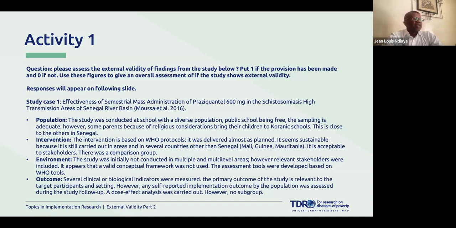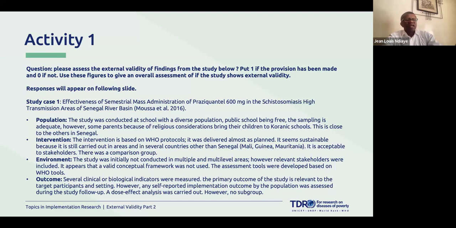Okay, is the intervention acceptable to the stakeholders? Yes, because the relevant stakeholders were included and involved. And is there a comparison group? Yes, there was. You said that there was a control group. Okay, the villages were divided into intervention and control.